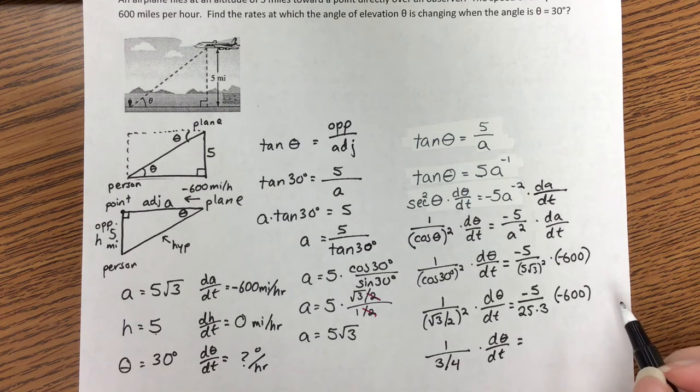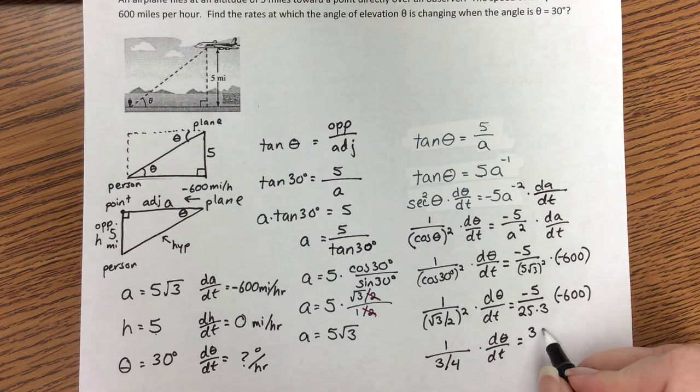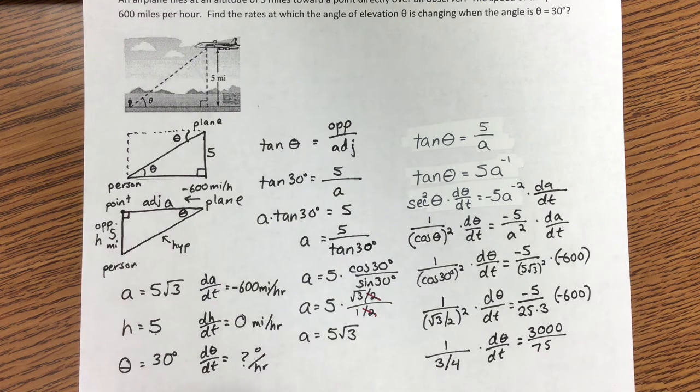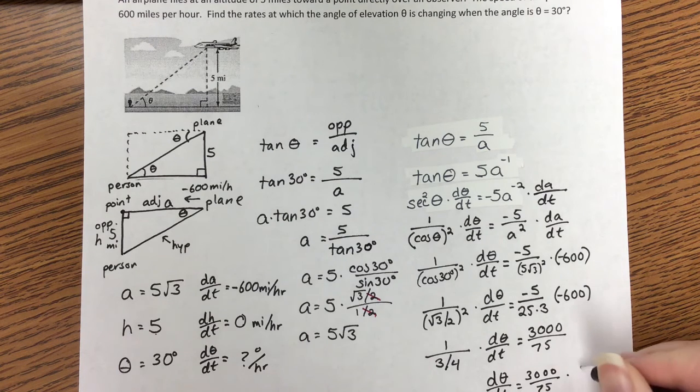600 times 5 is going to be 3,000 over 75. Okay, this is divided by 3/4. So if we multiply both sides times 3/4, we will get rid of that. D theta/dt equals 3,000 over 75 times 3/4.